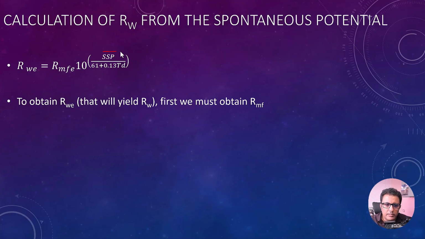SSP is something that we can measure. TD, again, we can measure. And also we can measure RMFE. These are the things that we can measure. And if we do that, then using this equation, we are able to estimate RWE, and from RWE, we can estimate RW. Here is the equation. RW is equal to RMFE times 10 to the power of SSP over 61 plus 0.13 times TD. Okay, here is 10 to the power.